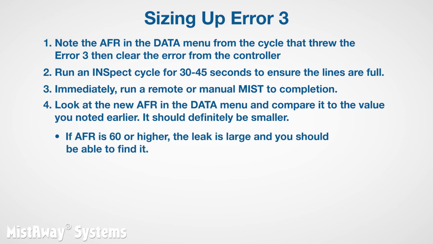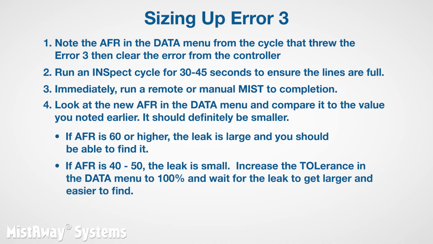As a rule of thumb, if the AFR starting with full lines is 60 milliliters per minute or higher, the leak is pretty large and should be relatively findable. For example, an AFR of 60 would mean the size of the actual leak is equal to the normal flow of 10 to 20 nozzles misting. If the AFR is in the 40 to 50 zone, the leak is probably small and may be difficult to find, especially if it's buried in a riser line.